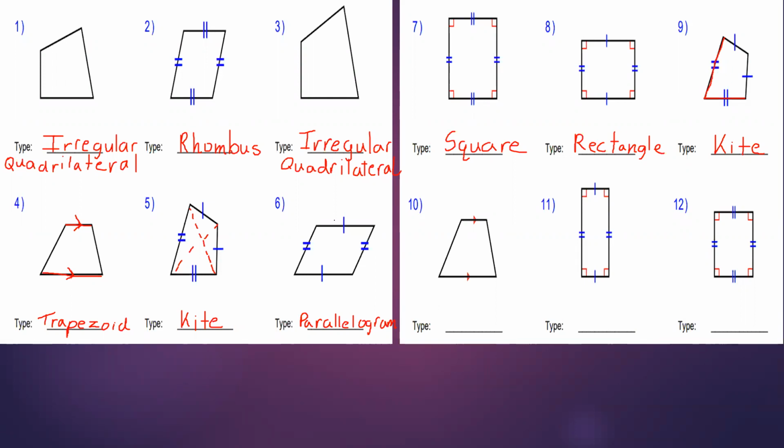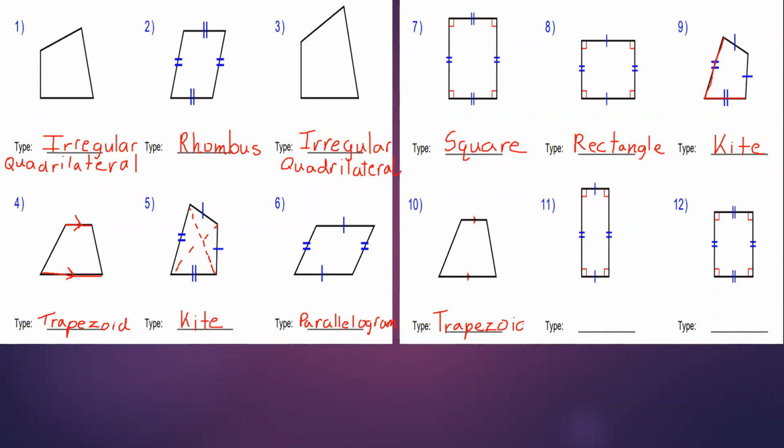Good observation. Taya, what do you have for number 10? For number 10, I have a trapezoid. Does anyone else have a trapezoid for number 10? I do. Okay, anyone else? I do. Yes, sir. All right. Very good. It is a trapezoid.